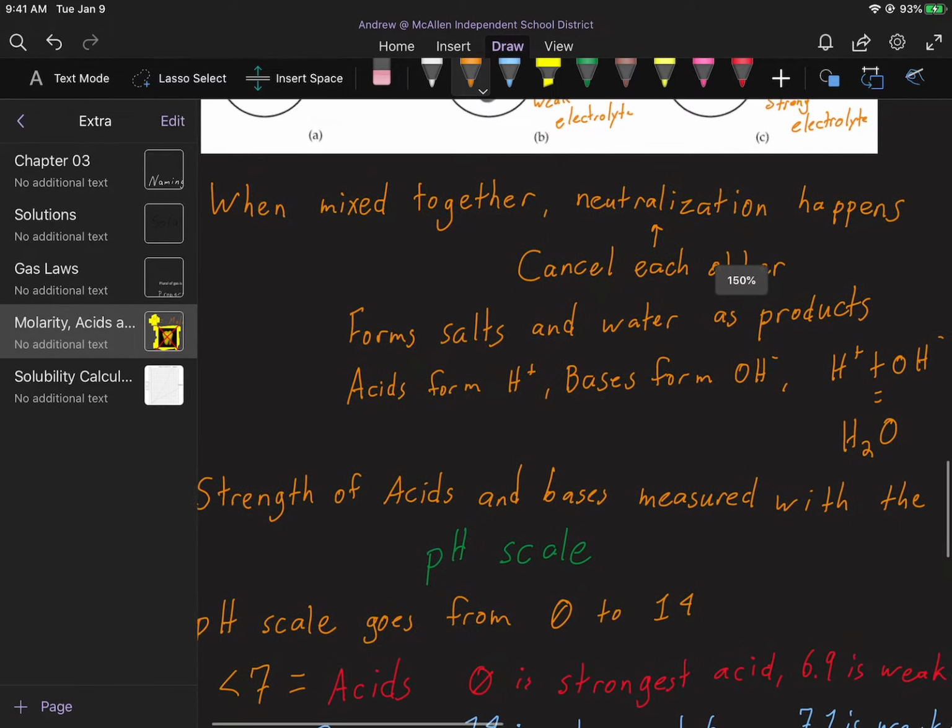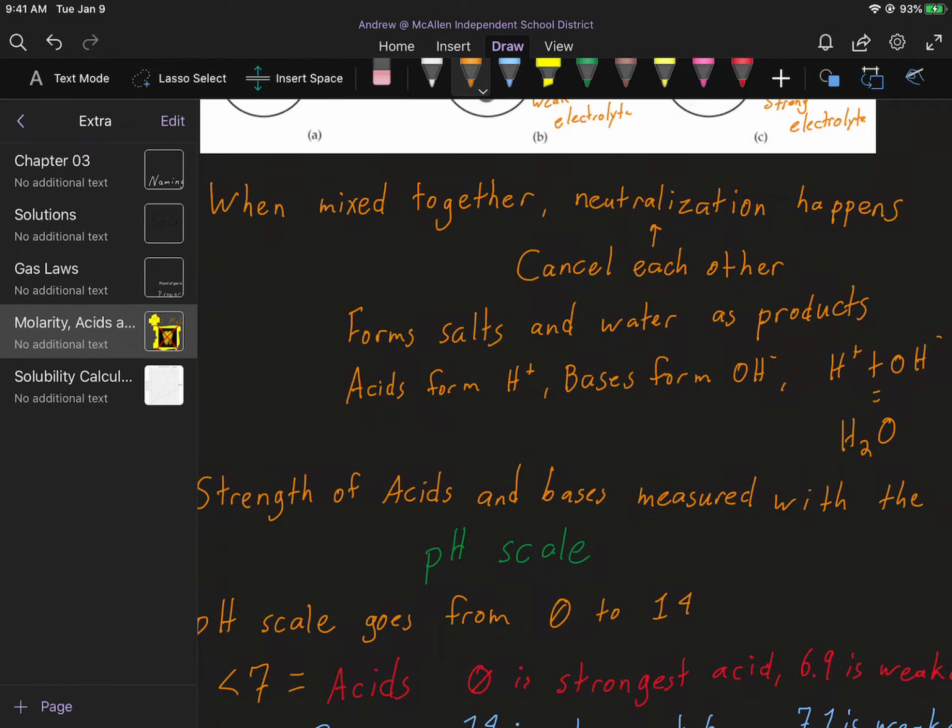Okay. Now, when you mix an acid and a base, neutralization happens. We talked about this already. This is just review. Neutralization means they cancel each other out. Those hydrogen ions and hydroxide ions, when you mix an acid and a base, it forms those ions. When you combine hydrogen and hydroxide, you get water. In a neutralization reaction, you will always end up with a salt and a base.